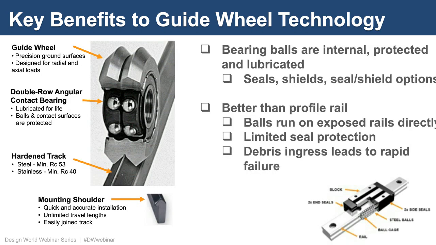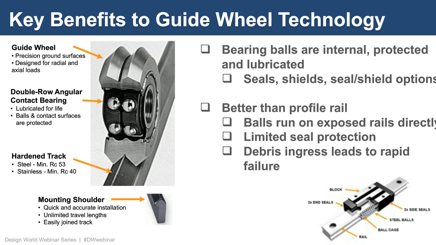Another key benefit to guide wheel technology is the fact that the critical components, the ball bearings, are located internally inside the guide wheel. They're protected by seals or shields, which help to keep the debris out and the grease in. These wheel bearings are lubricated for life and do not require maintenance, although it is recommended to provide a light oil lubrication on the wheel-to-track interface to lower the friction.